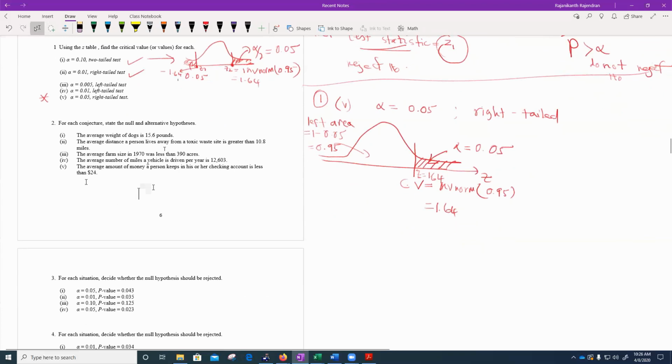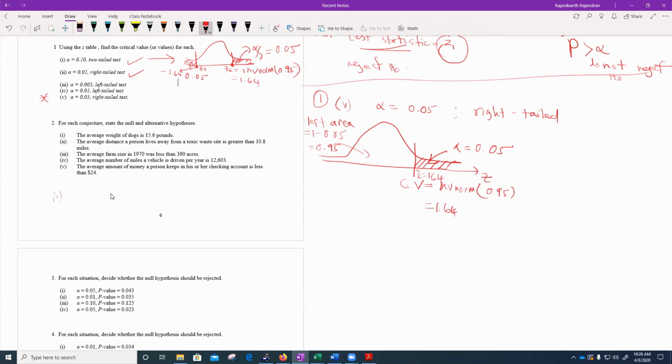Now here, let me do two problems also. For each conjecture, the kind of claim you are making, state the null and the alternate hypothesis. Like last time we did, you have to set up two statements, right? H0 and H1. Okay, so let's do number 1 and number 2.